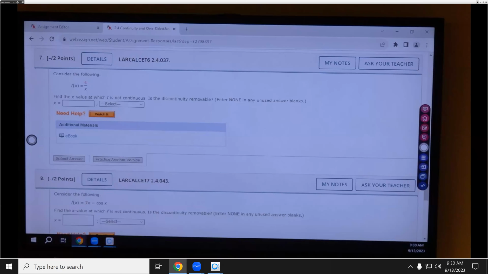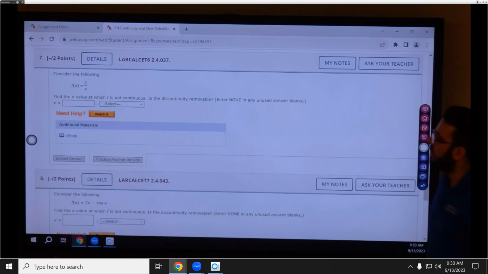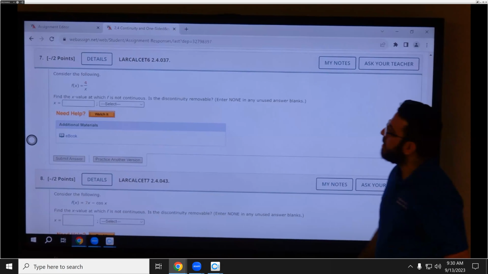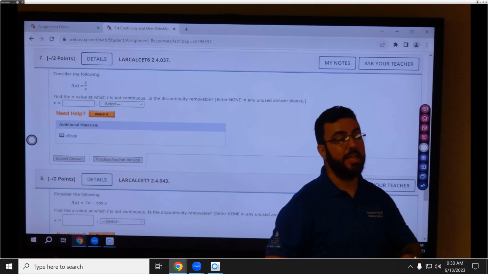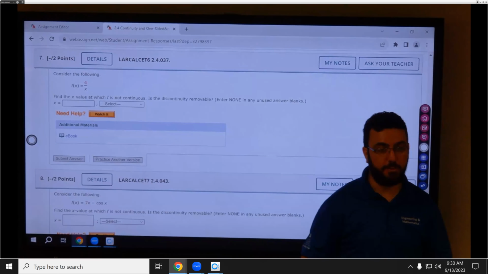On example 7. Consider the following. Find the x value in which f is not continuous. Which x value, without using anything. Which x value makes the function not continuous. 0. But when you plug in the 0, any number divided by 0 is undefined. That means the first condition is not satisfied.